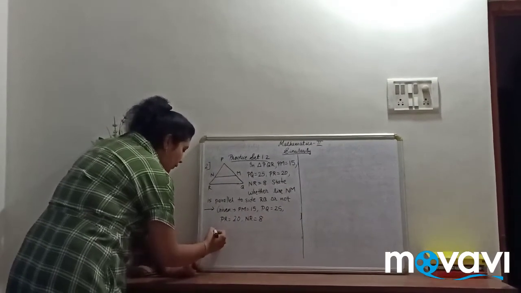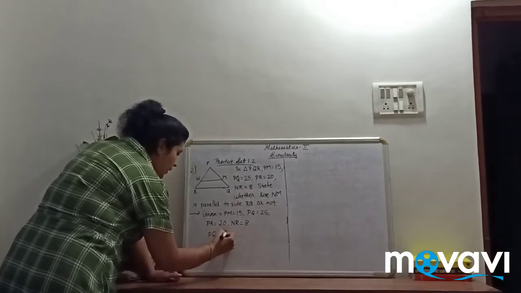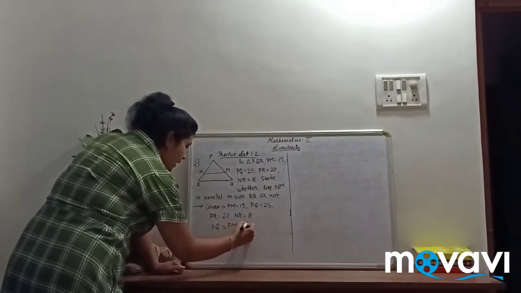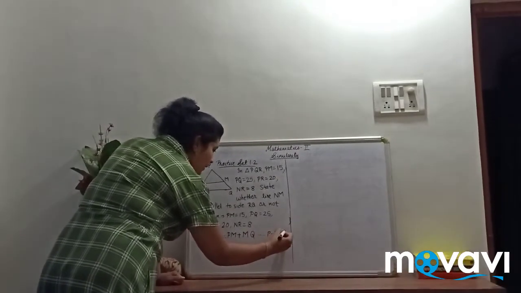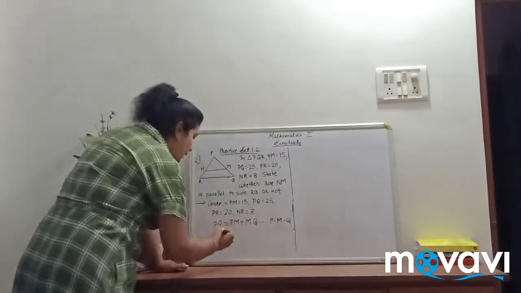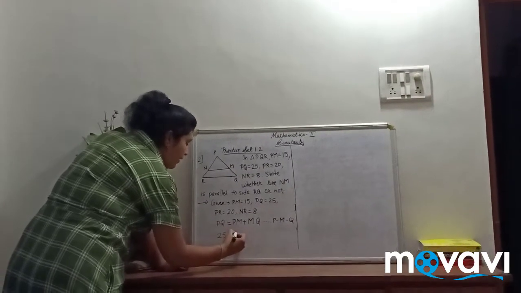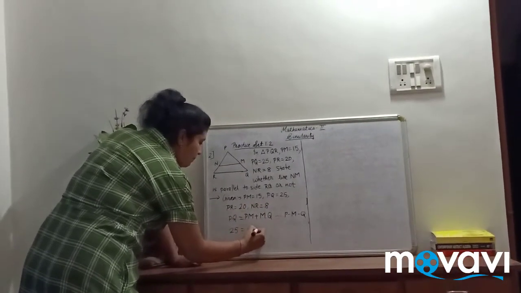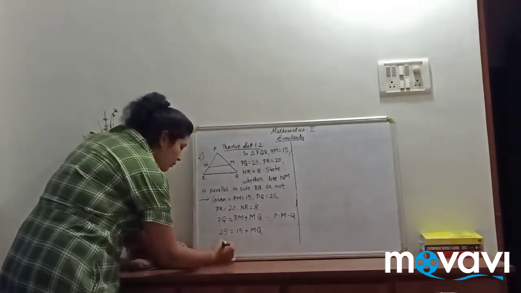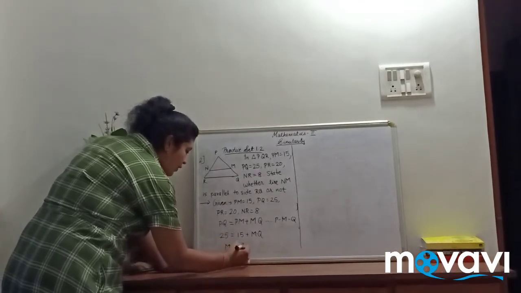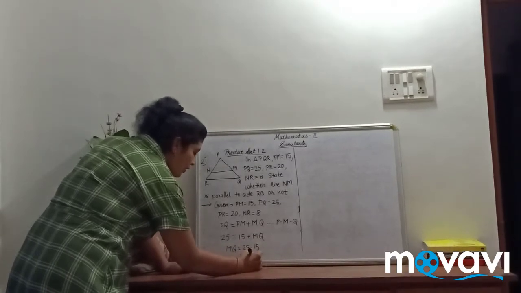Okay. Therefore, PQ is equal to PM plus MQ. And what will be the reason? The reason is M lies between P and Q. Okay. Let us substitute the values. What is PQ? PQ is 25 is equal to, what is PM given to us? PM is 15 plus MQ. Okay. So how do I get MQ? MQ is nothing but 25 minus 15, that is equal to 10 units.